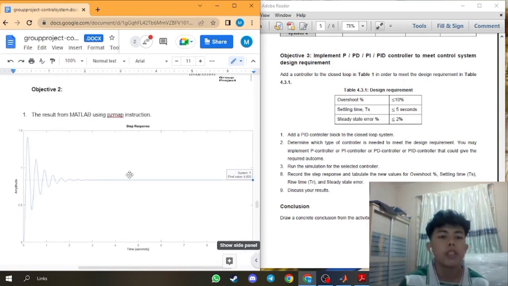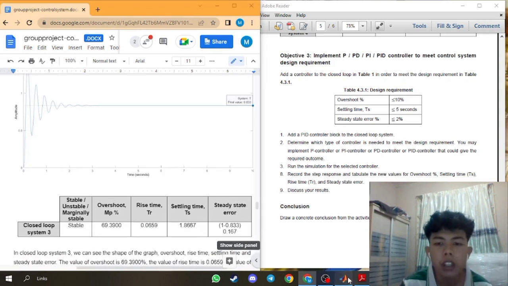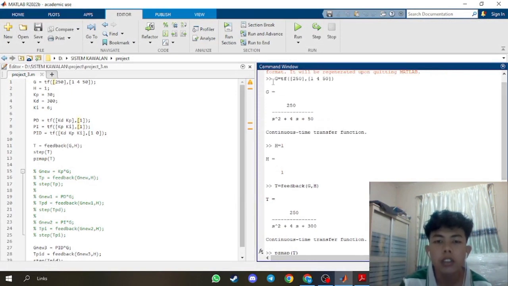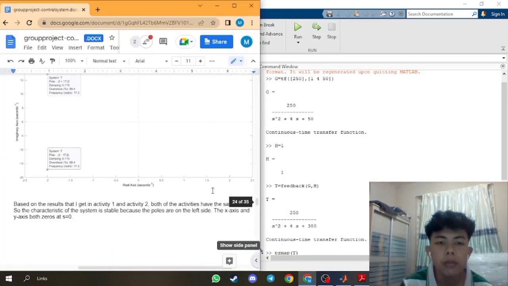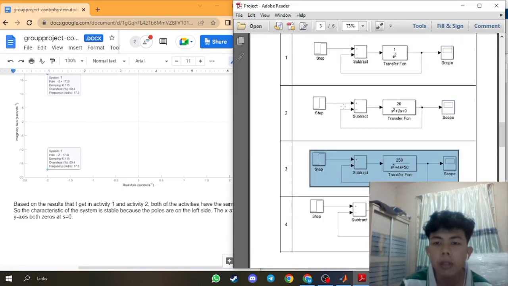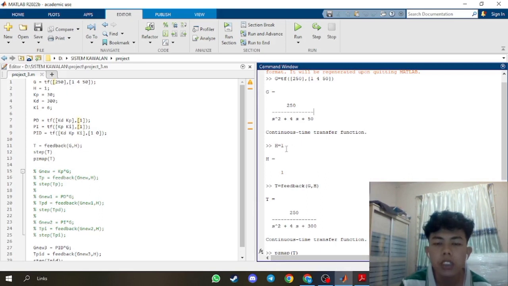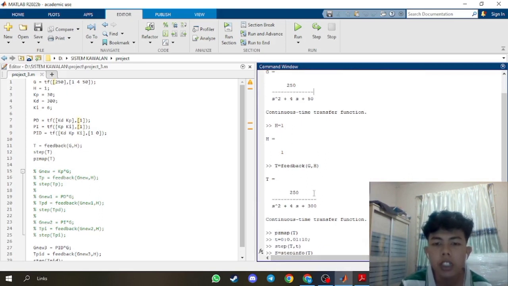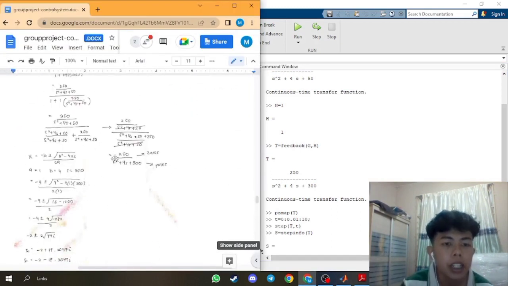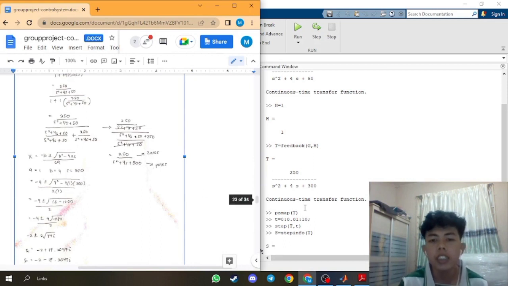So objective 2, the result from MATLAB using the instruction. Go to MATLAB. Okay, this is how I get the answer. So I use the command G equal transfer function 50, 1 4 50. So this is the same as my system, same as in my MATLAB. So H equal 1, T feedback GH. So I get this, which is the same as my calculation.